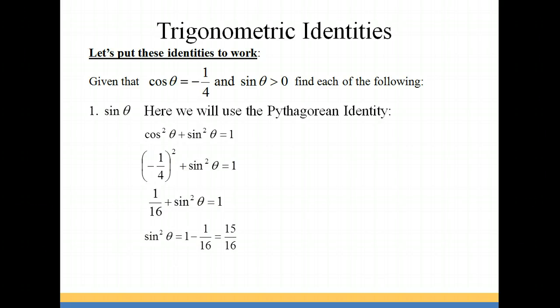So we get sine squared equals 15/16 and then take the square root. Now normally we put plus or minus when we take the square root, but since we already know that the sine is greater than 0, we're going to take the positive of the square root. So we have the sine of theta equals the square root of 15/4. All our identities allow us to find the different trigonometric ratios for the angles without having to actually find the angle itself.